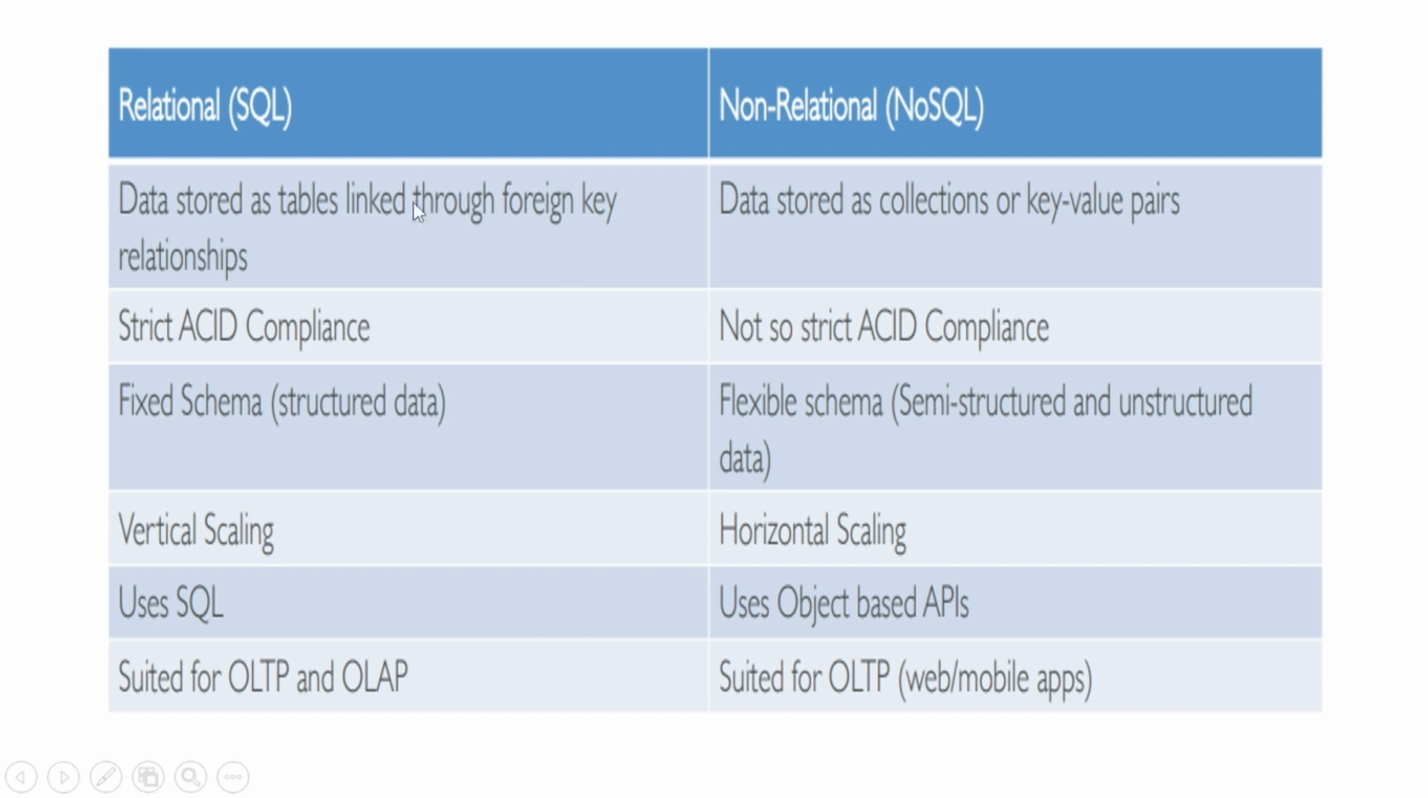In the relational database, typically you have a lot of tables and there are joins between them. And obviously there are primary and foreign keys involved. Whereas in a non-relational database, it is collections or key value pairs. Now collections could be something like MongoDB. Key value pairs could be something like DynamoDB. In a relational database, it has a strict ACID compliance. ACID is atomicity, consistency, isolation, and durability. Whereas in a non-relational database, this is not highly enforced.